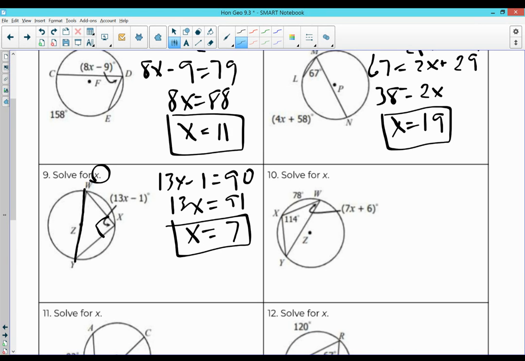Okay, so I have 78 degrees here. I need to figure out over here what that number is. I know that this will be 114 times 2, so that's 228. And then I do 360 minus 78 plus 228, and get 54.